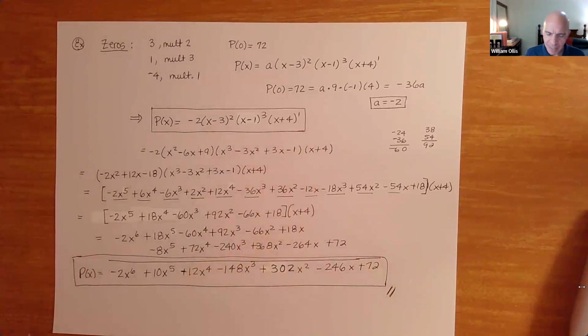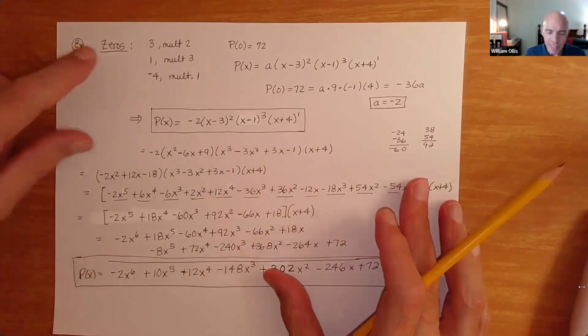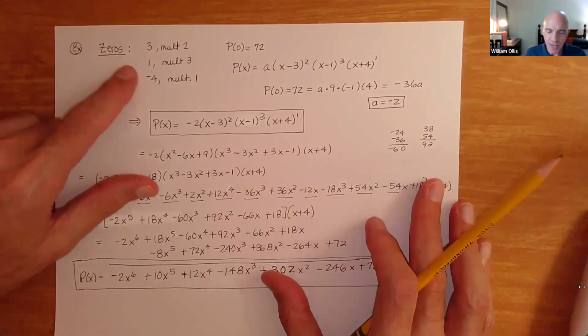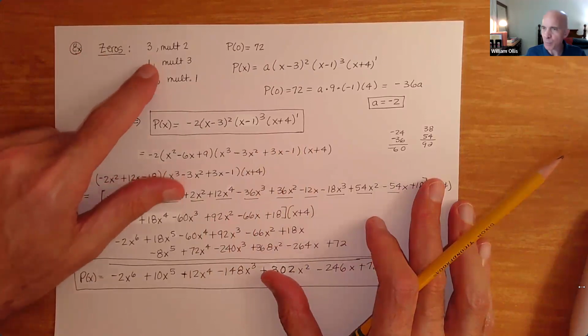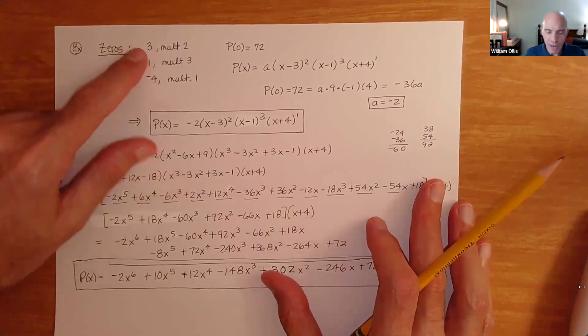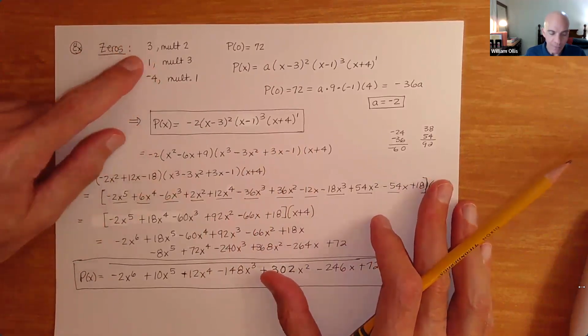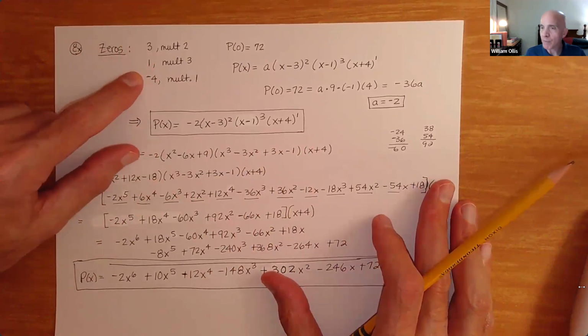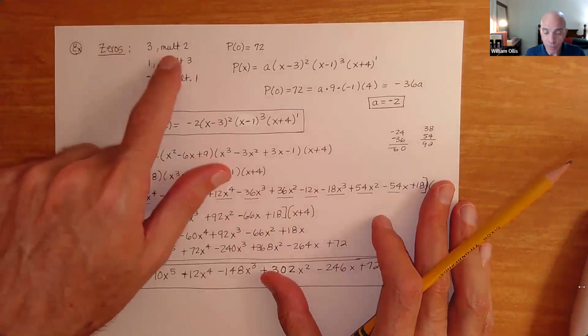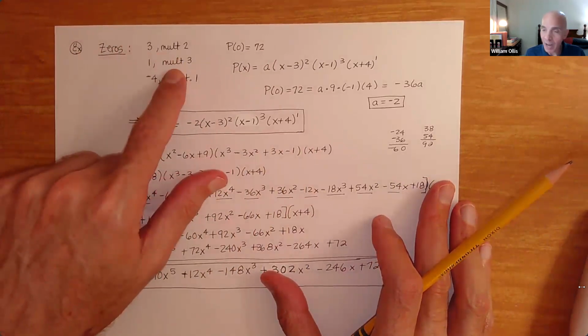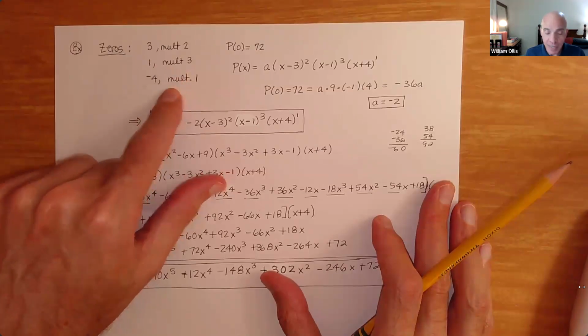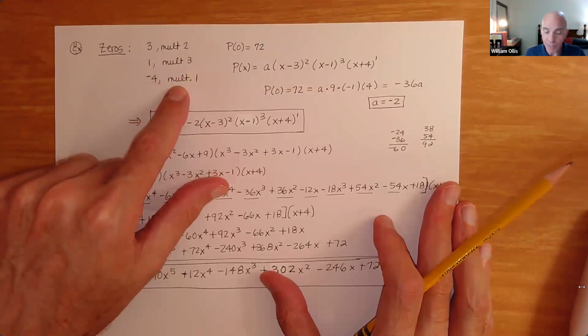But as I looked at it, I thought, well, there are times when you want to write things in descending order. So what I did here is just think of a polynomial that has particular zeros. So we have a 0 of 3, we have a 0 of 1, and we have a 0 of -4. And then I said that the 0 of 3 will have multiplicity 2, the 0 of 1 will have multiplicity 3, and the 0 of -4 will have multiplicity 1.